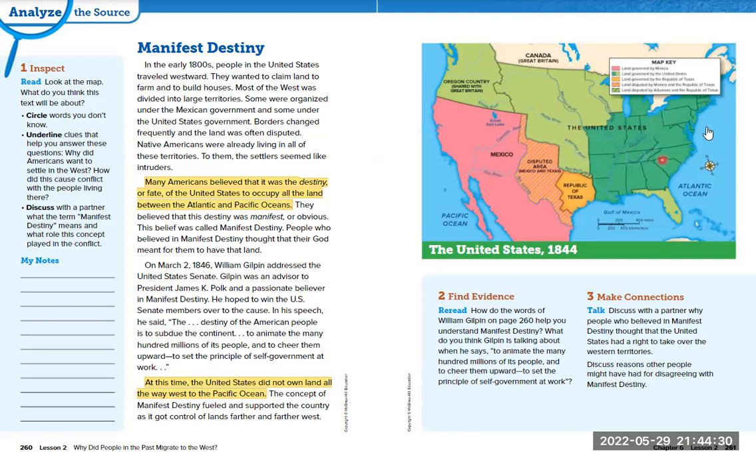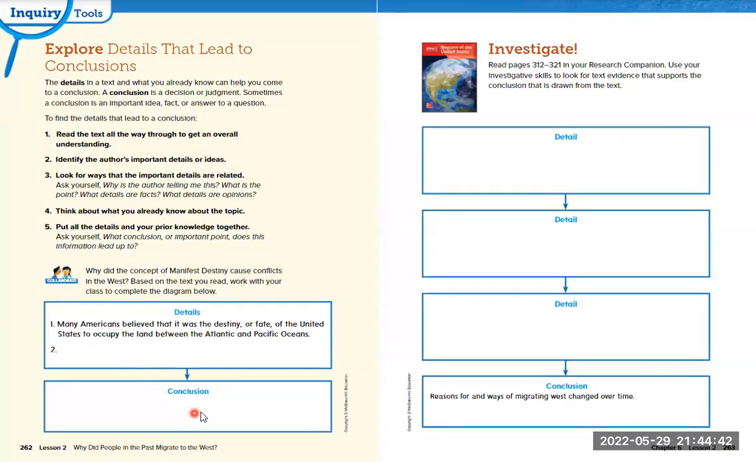And if the government believed that and the people believed that, then they would end up working harder to gain that land because they believed that this was all of theirs to take. So for our conclusion, we know that the people of the United States worked to gain that land because they believed it was theirs, or it was their right to take it.